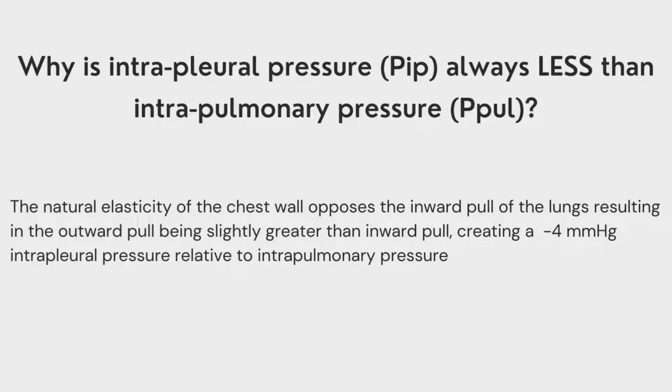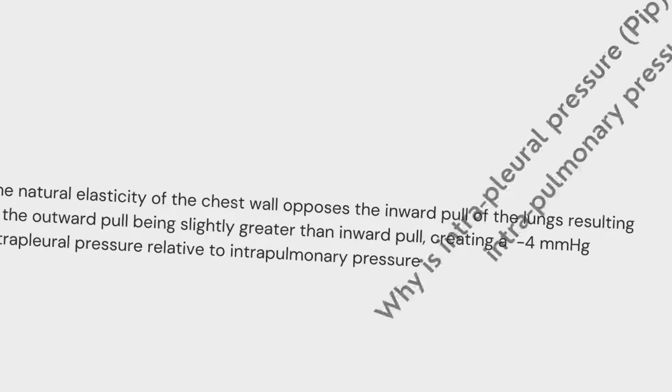Ultimately, the natural elasticity of the chest wall opposes the inward pull of the lungs, resulting in the outward pull being slightly greater than the inward pull, creating that negative 4 millimeters of mercury intrapleural pressure relative to intrapulmonary pressure.